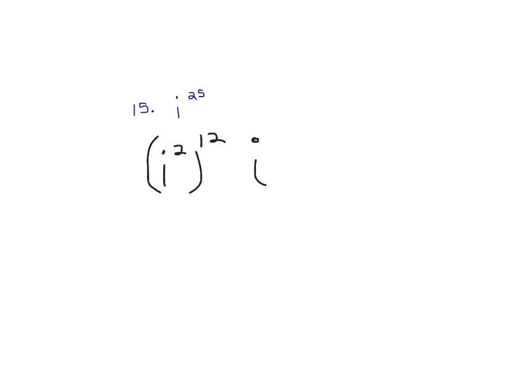12 is an even number, so I know my answer here is 1. First I'll do negative 1 to show you that it becomes negative 1 to the 12th. 12 is even, so it's positive 1 times i gives me i.